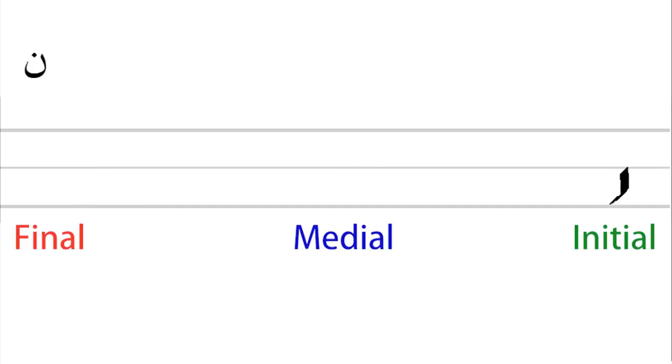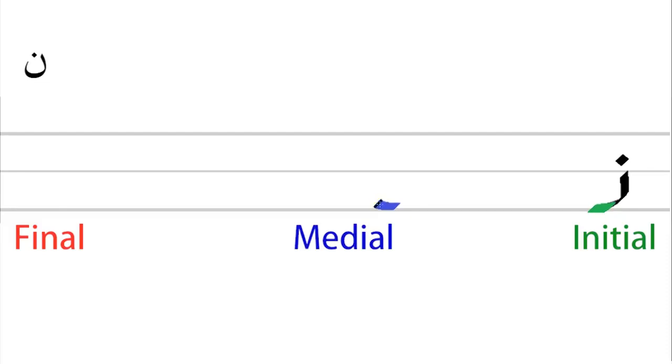Next is noon. For the initial position, it's the same as te and te. You're going to have connect it and you add a dot on the top. For the medial position, connector from the right, line goes up, back down, connector from the left. You add a dot on the top. And from the right, connector, and you make your bowl and your dot.